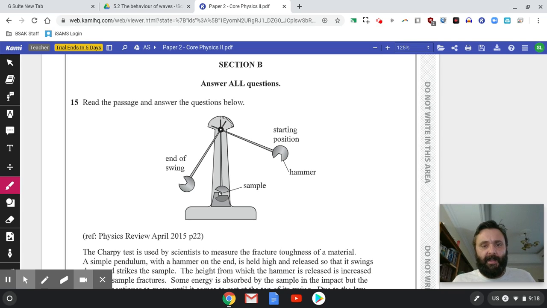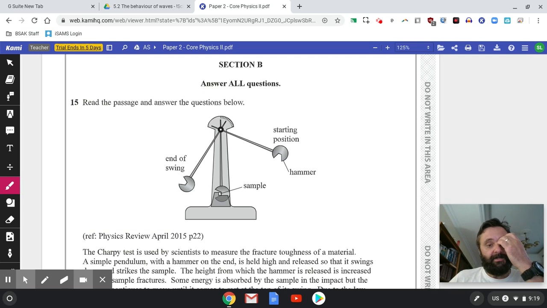Right, section B on the AS exams. In the AS exams, not the A-level exam, the AS exams have section B, which is the synoptic style questions. As you can see here, section B in the AS papers can be on any topic. And here we have a mechanics question.